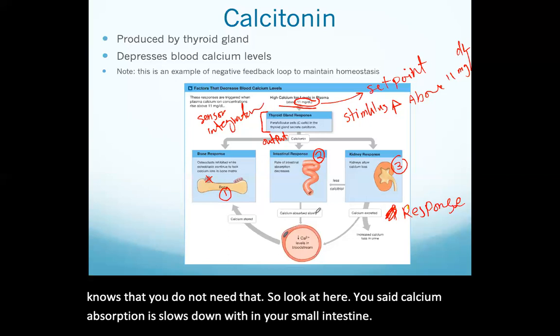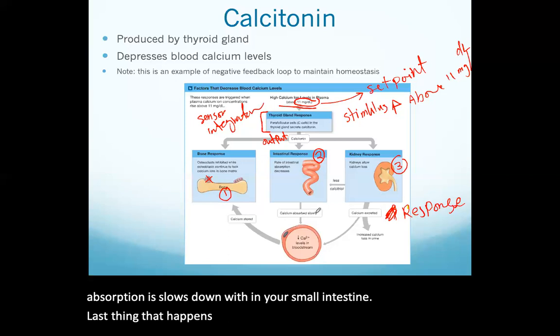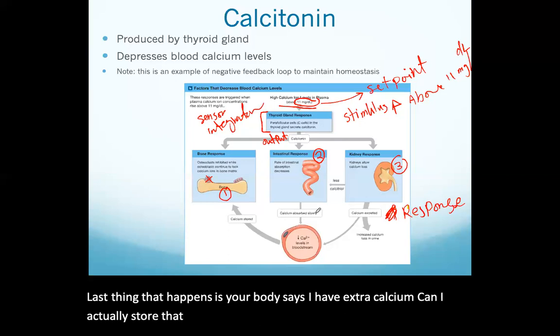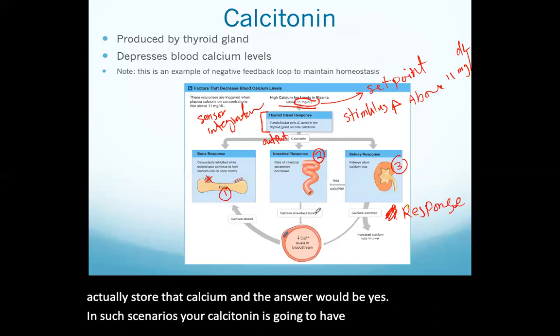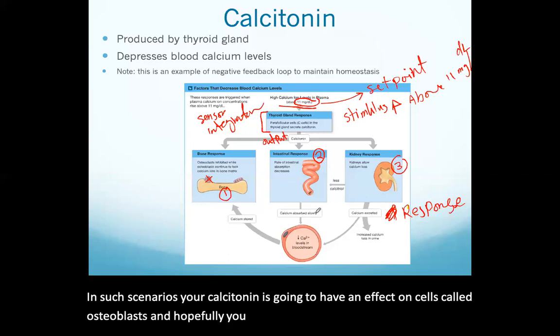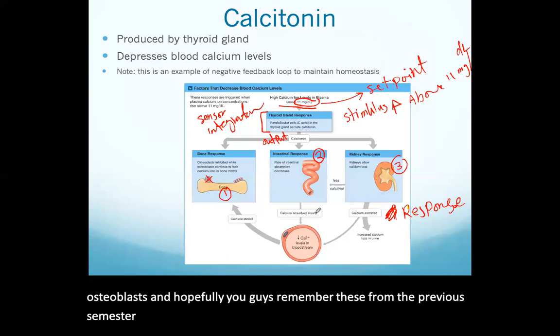Last thing that happens is your body says, well, I have extra calcium. Can I actually store that calcium? And the answer would be yes. So in such scenarios, your calcitonin is going to have an effect on cells called osteoblasts. And hopefully you remember this from the previous semester. Osteoblasts are going to help us take that extra calcium and store it inside your bone.